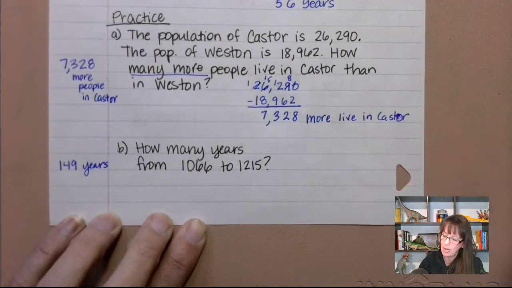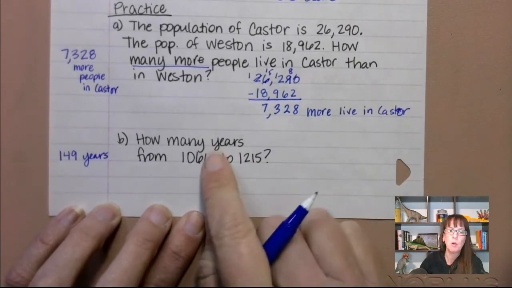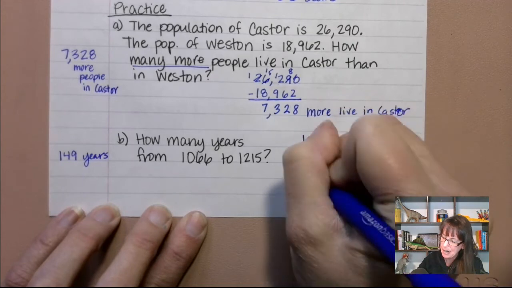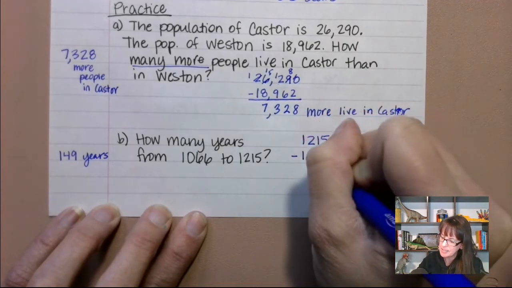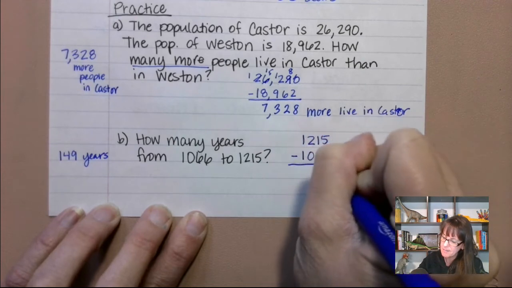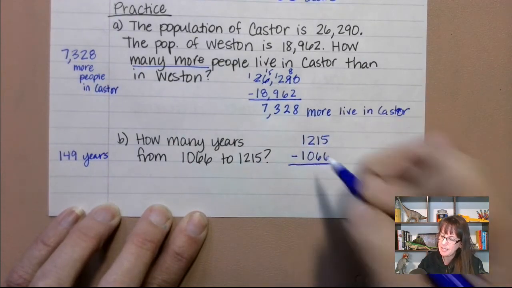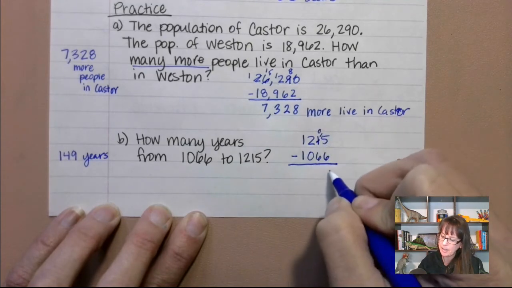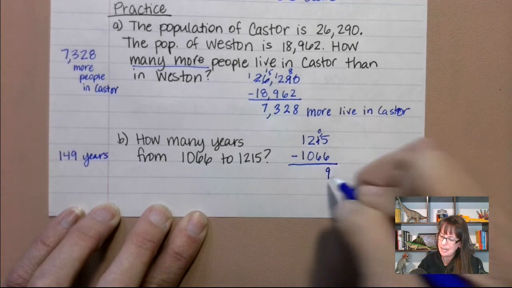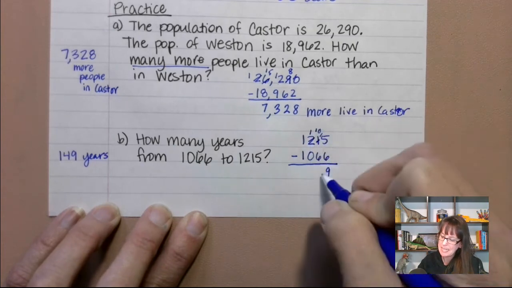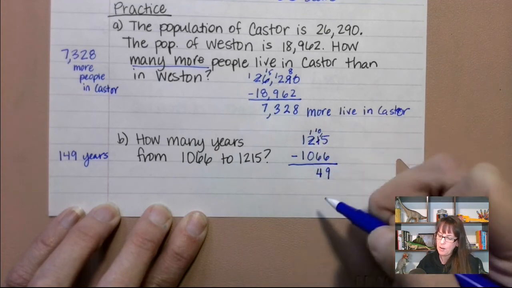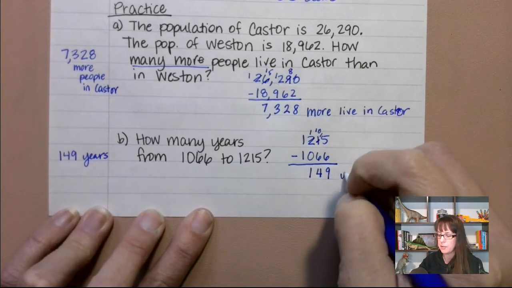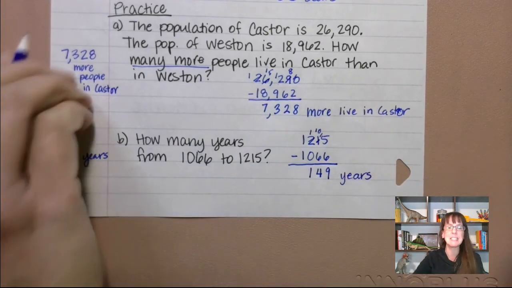Okay, how many years from 1066 to 1215? All right, so we're going to do 1215 minus 1066. Okay, so if we look at these, we need to make that a 0, make this a 5. So we get 15 minus 6 would make it a 9. Make this a 1, make that a 10, we would get a 4. And then 1 minus 0, we get 1. And then 1 minus 1, we get 0. So there's 149 years.